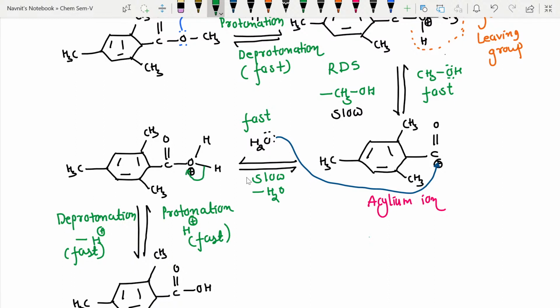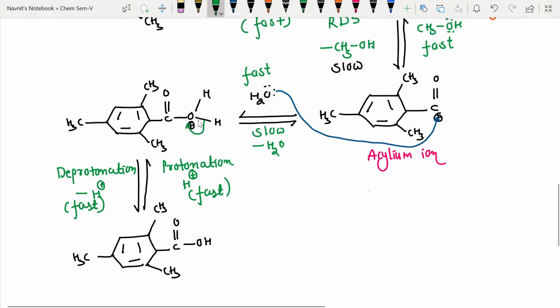And what about the backward step? In the backward step, a water molecule is eliminated from the molecule and forms this acylium ion. So formation of the acylium ion is a slow step. That's why the backward step, the elimination of the water molecule, is slow.